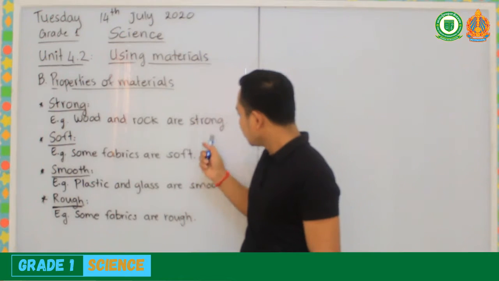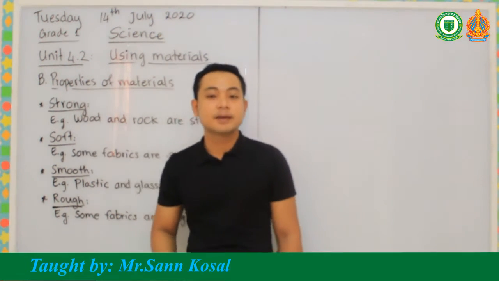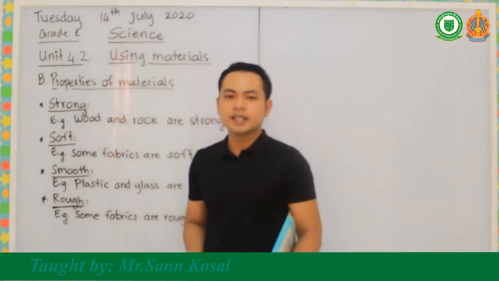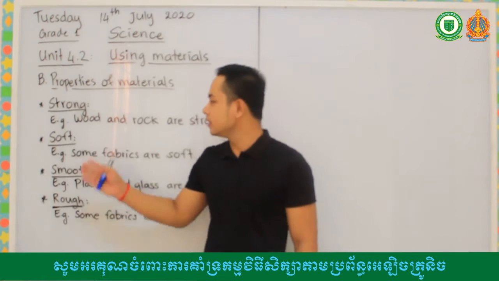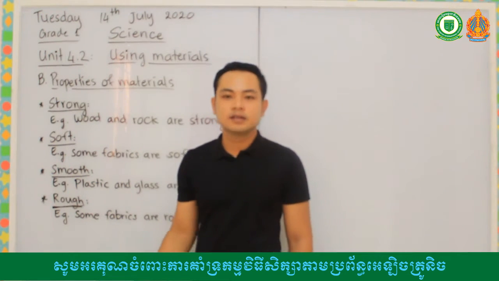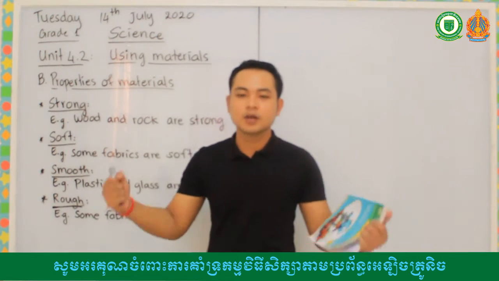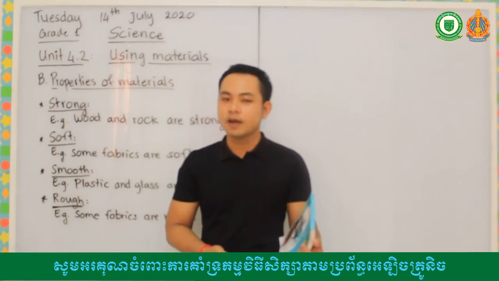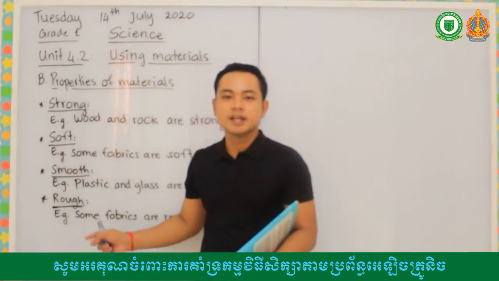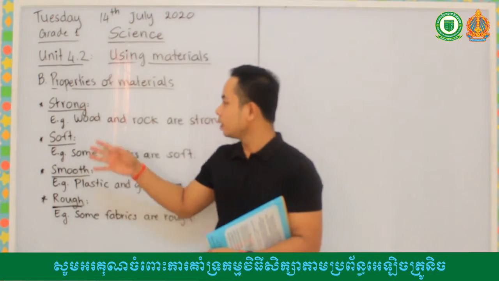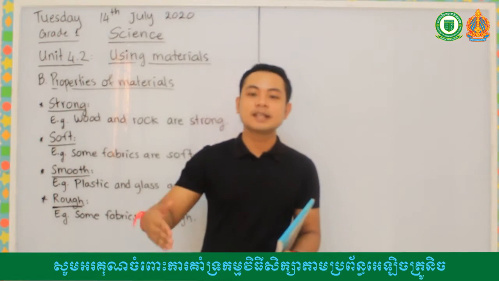Strong is the property of wood, for example. And not only this, glass is also strong, right? Not only these two materials, there are more materials that are strong, and some of them are soft, some of them are smooth, and some of them are rough. So try to remember we have four properties of materials that we are studying today. Actually, we have more, but we are going to study them next week.